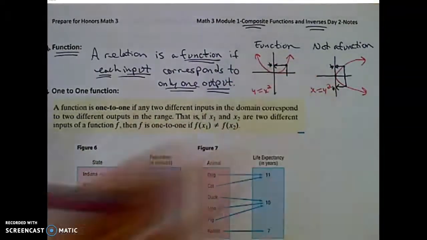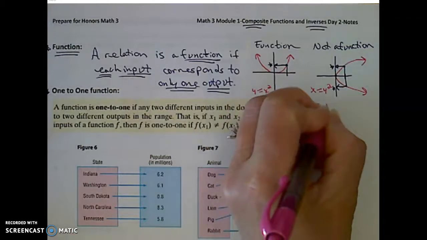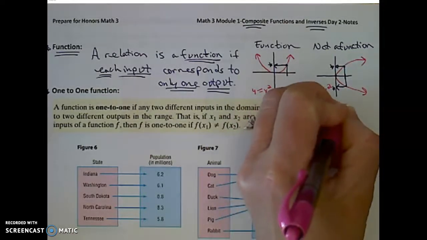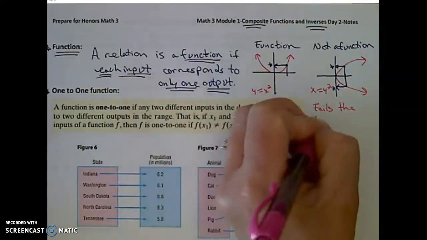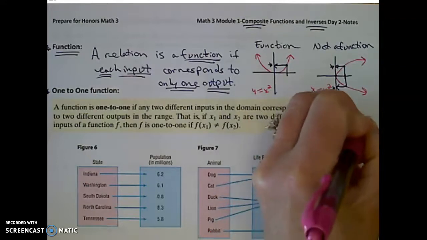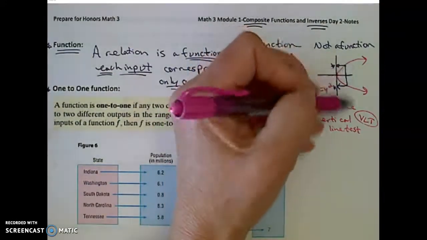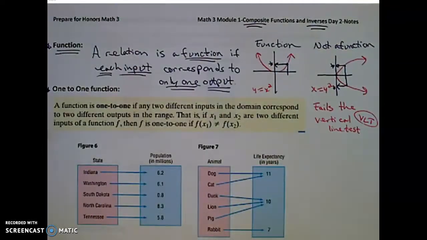And of course you say, Mrs. Anchuk, I also remember that we said this thing fails. What was that test? That thing fails the vertical line test. Many inputs have more than one output.